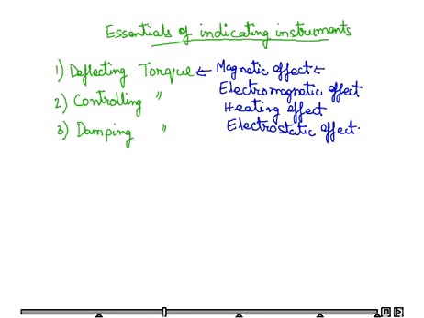Now deflecting torque, as we know, is the torque which is required by the pointer to move according to the quantity which we are going to measure. The torque is generated due to any one of these effects and the pointer moves. Now comes the controlling torque. Controlling torque controls the magnitude of the movement of the moving system.